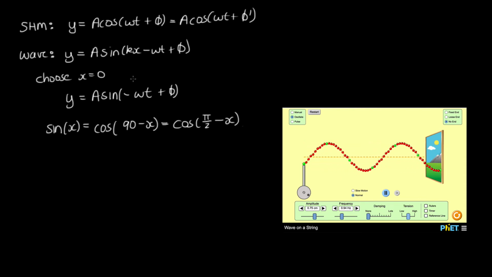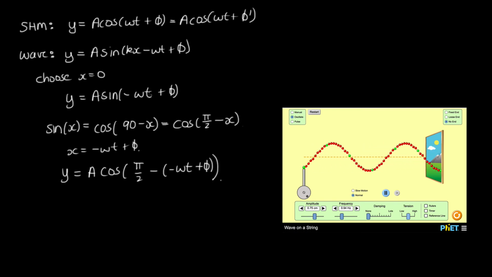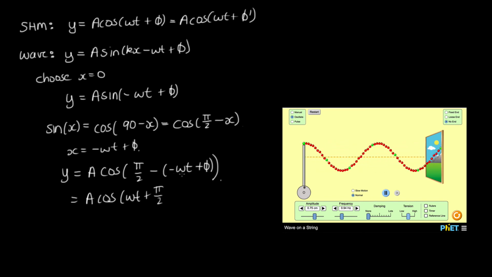Okay, so what we can do now is take this wave equation here and write it in terms of cos, rather than having sine. So here we've got x is equal to minus omega t plus phi, and we substitute this in now as y is equal to A cos(pi on 2 minus omega t plus phi). So we've just combined this expression with this one now. So we can write this as A cos(omega t, because we've got minus, so that gives us omega t, and then we've got plus pi on 2, and then minus phi).